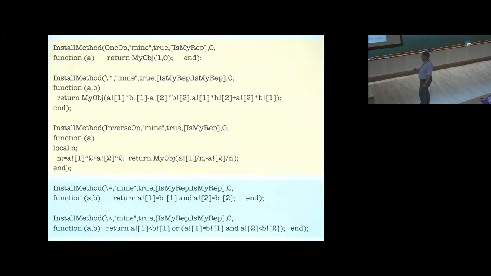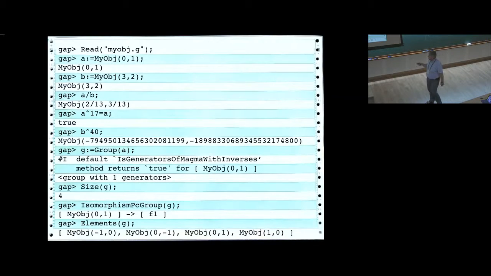You also need to define an equality method and a smaller-than comparison. This is because sets use sorting in between. And with these things, you could create your own objects, do division, multiplication, powering. You could create a group of these objects. You get a warning because they are your own objects and GAP doesn't know by default whether they would multiply associatively. You can calculate the size of a group. You can make an isomorphism to a polycyclic group and get its elements. So if you have your own objects, you can make groups from them and use GAP's mechanism for working with these groups.